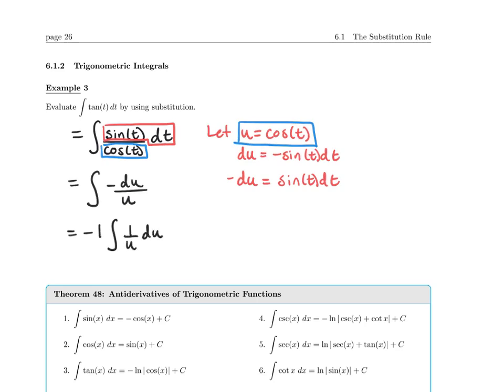Now I just need to find an antiderivative of 1 over u. That's a known function. The antiderivative is the natural log of the absolute value of u plus c. Now we need to back substitute because our original expression was not a function of u, it was a function of t. So I'm going to back substitute my t value, and I have negative natural log absolute value of the cosine of t plus c.